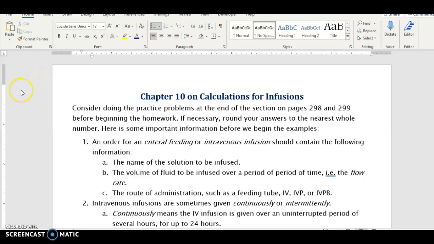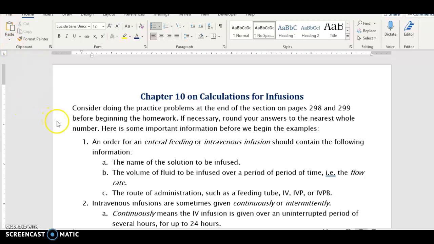Hello students, and in this video we're going to go over some important information from Chapter 10 on calculations for infusions. And then we'll also do some examples that will help you with the homework in Chapter 10.